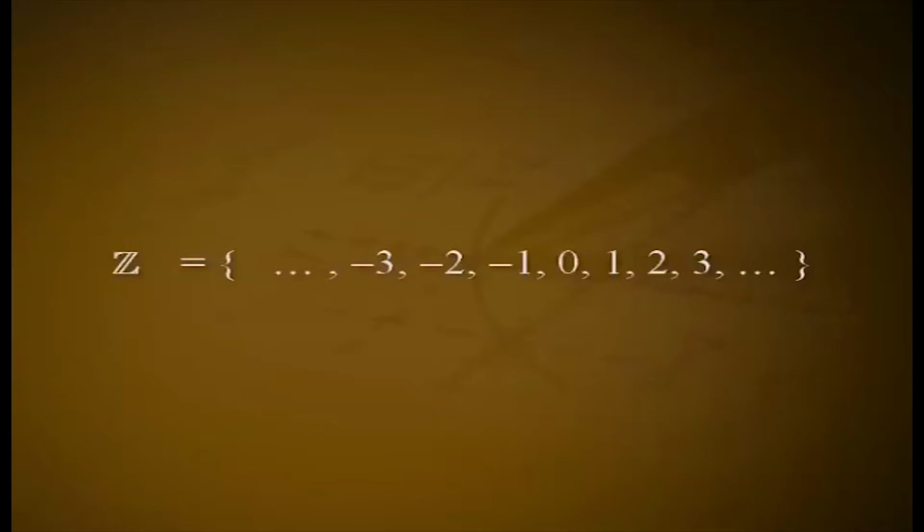Example 3. A group with usual addition as an operation. Show that the set Z, the set of integers, is a group with respect to the operation of addition of integers. Is it an abelian group? Discuss the order of the group Z. Solution. Here Z is equal to the set consisting of ..., minus 3, minus 2, minus 1, 0, 1, 2, 3, and so on. Since the addition of two integers gives an integer, addition is a binary operation on the set.